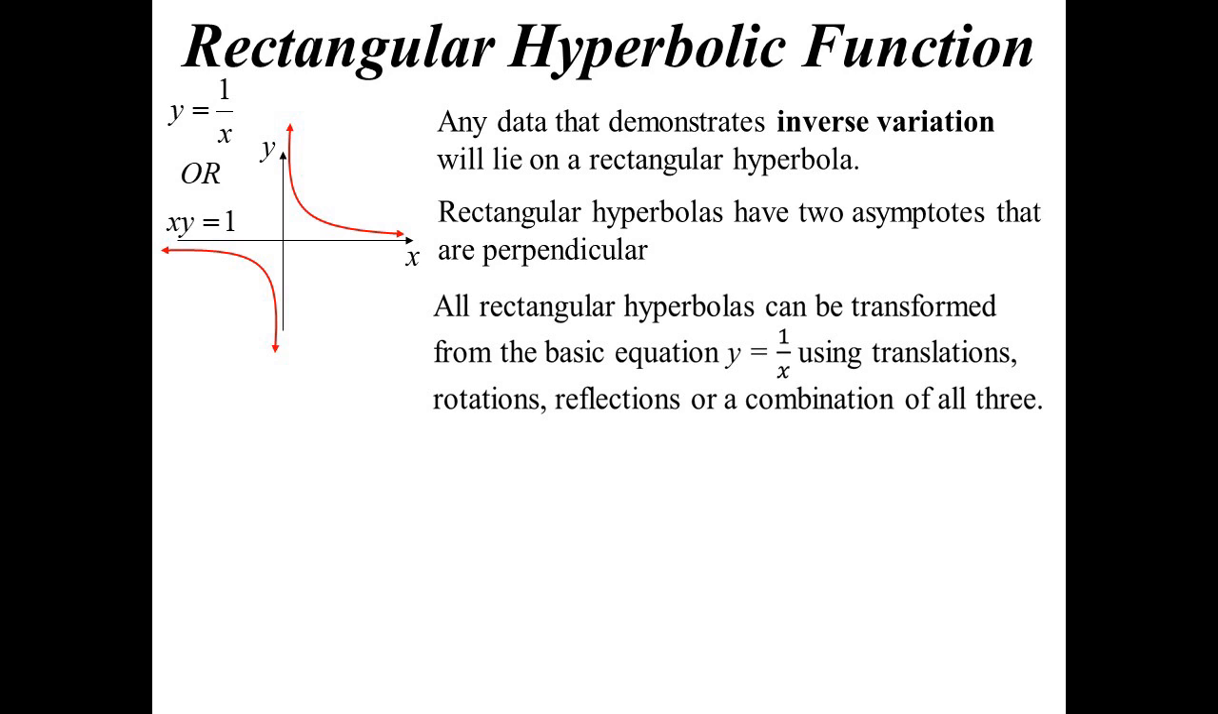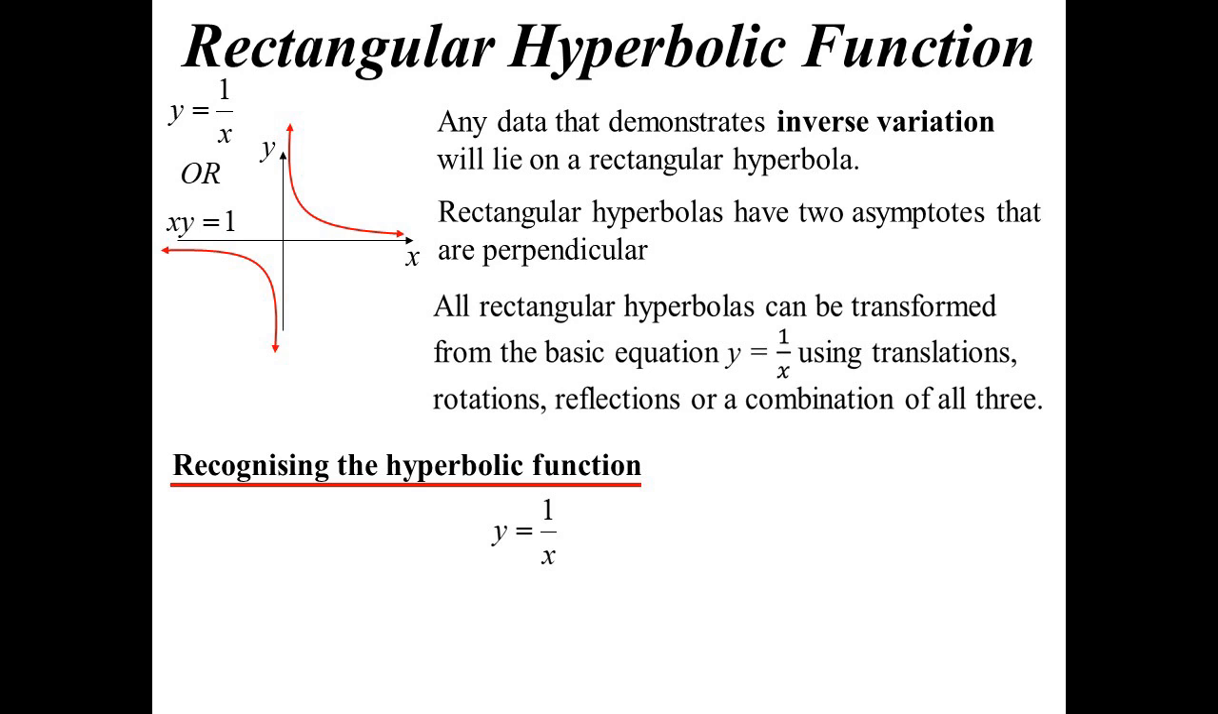And again, every single rectangular hyperbola can be transformed from that basic one using translations, rotations, reflections, and so on. In fact, that one I talked about before, x squared minus y squared equals some number, that's obtained by rotating this one 45 degrees. And that's how you would get that one. So they all can be created from the basic 1 on x. Oh, I say 1 on x, of course you might see it written where the two pronumerals are multiplied together. Same equation, of course, xy equals 1.